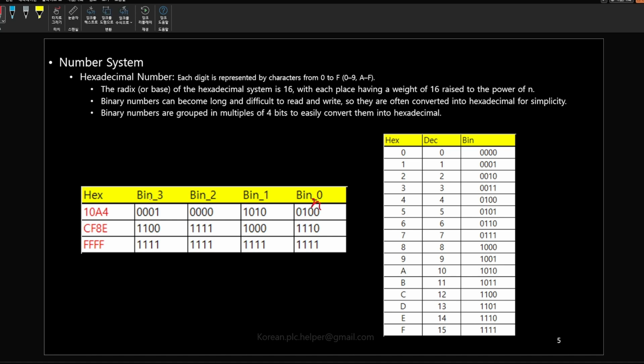Okay. 1, 2, 4, 8, 1, 2, 4, 8, 1, 2, 4, 8, 1, 2, 4, 8. 1 plus 2 plus 4 and so on. 4 plus 8 is 12, but in hexadecimal it is C. Okay, it's right. And next page.